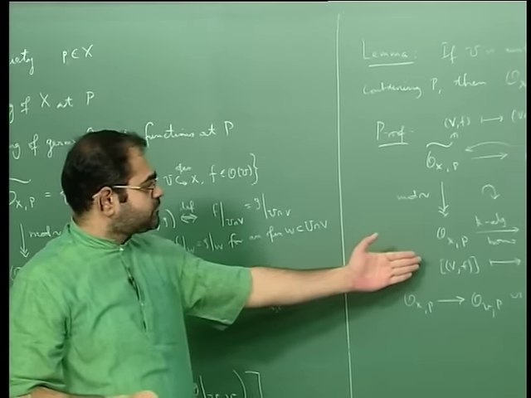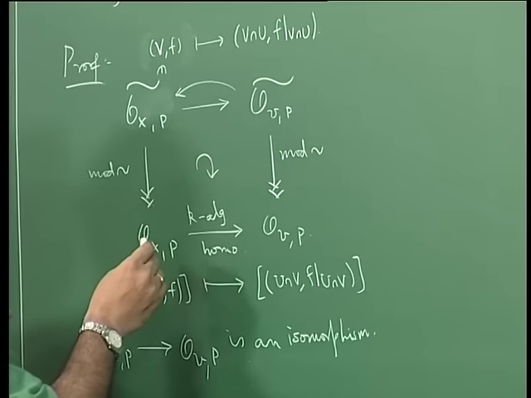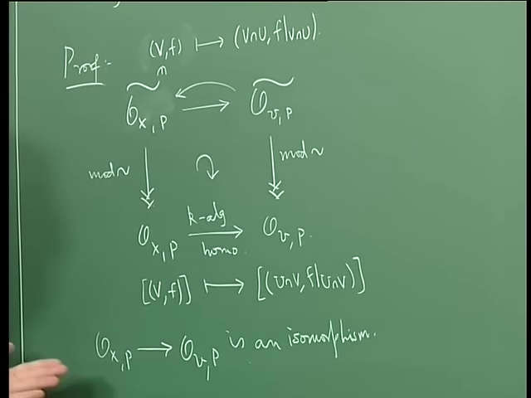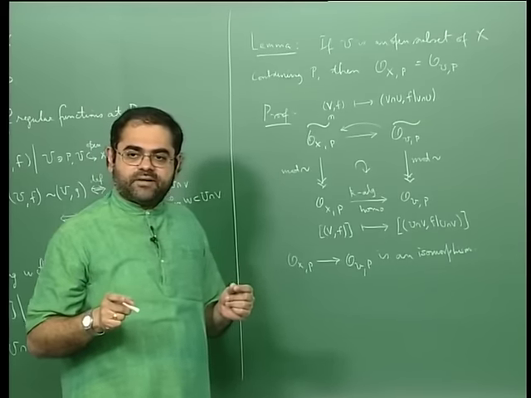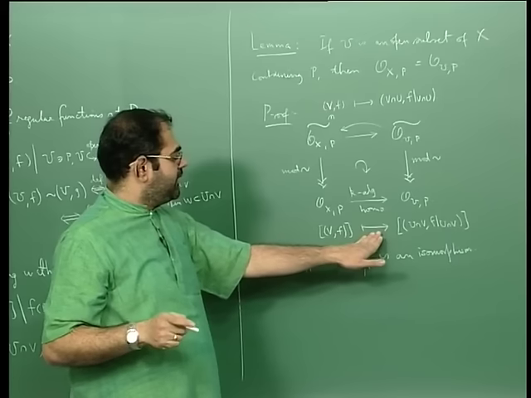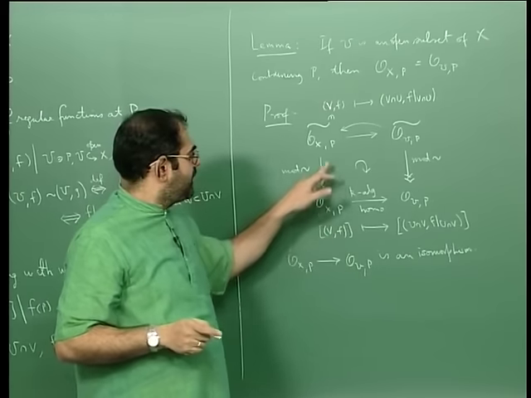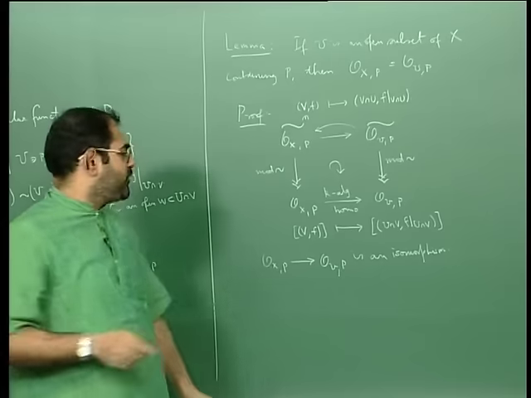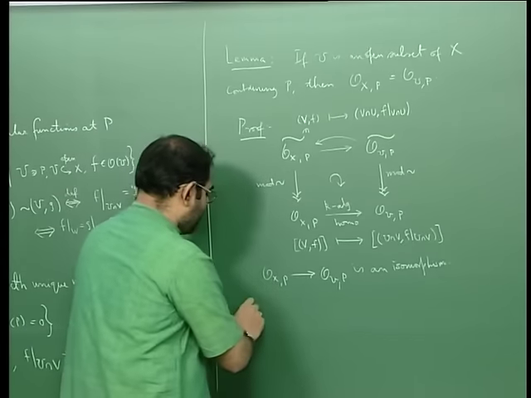It's obviously an isomorphism, but we tend to treat it as an equality, with the understanding that you are literally taking the germ of the same function but restricted to a smaller neighborhood. So that's the proof of this lemma.